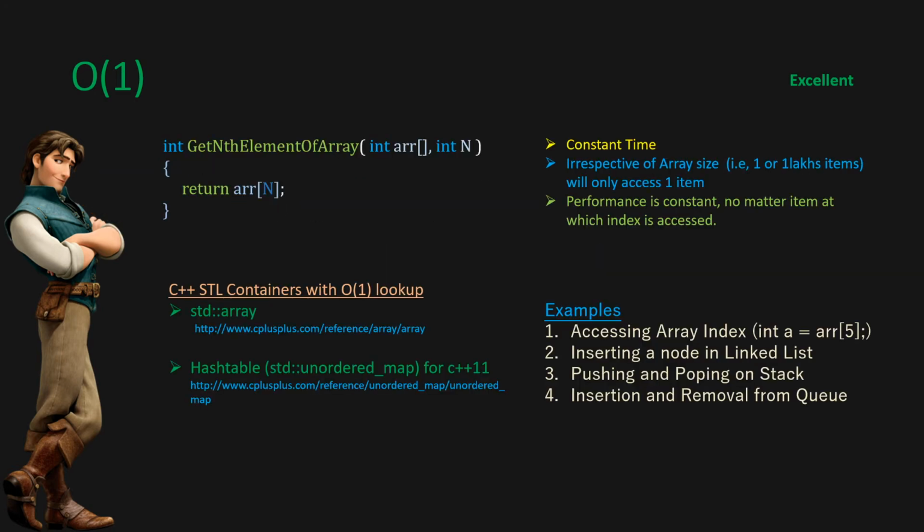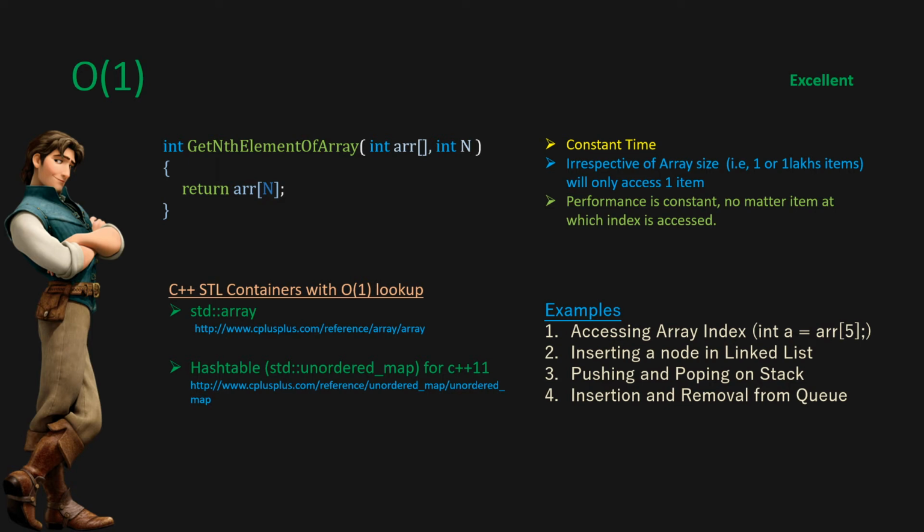Let's see a C++ example. Here, we have to get the nth element from an array. So the function getNthElementOfArray shall return the nth element in the array with the time complexity of O(1), no matter what the size of the array.